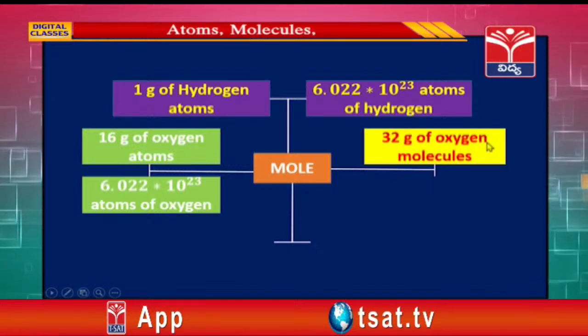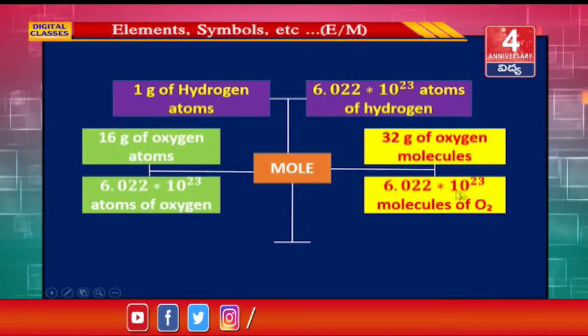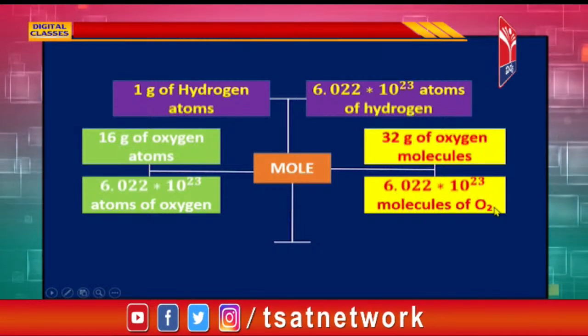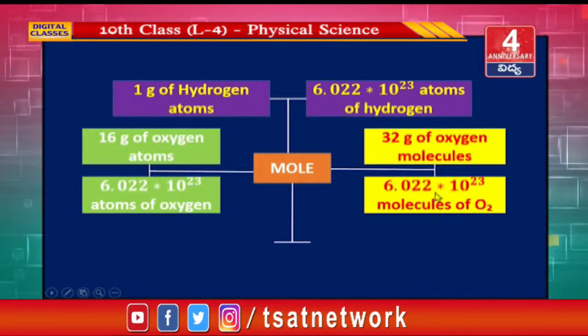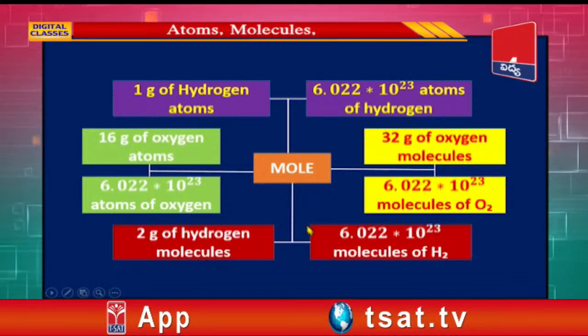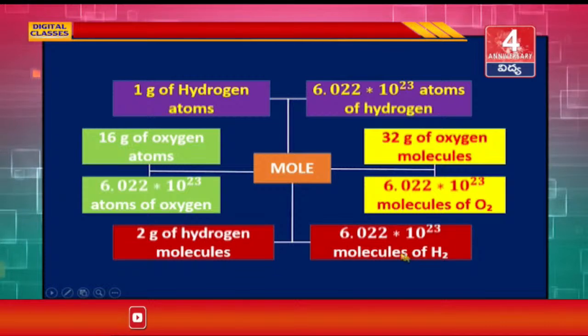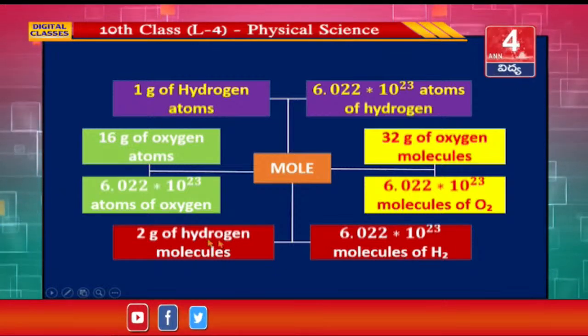Similarly, 32 grams of oxygen molecule has the same number of particles, 6.022 × 10^23 molecules of O2. Here it is just O, here it is O2. And 2 grams of hydrogen molecule consists of 6.022 × 10^23 molecules of hydrogen. These all are 1 mole each, children.